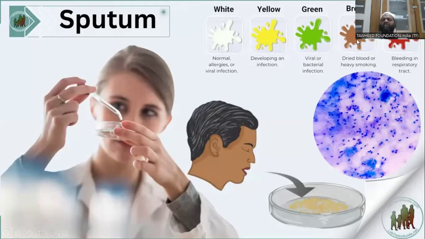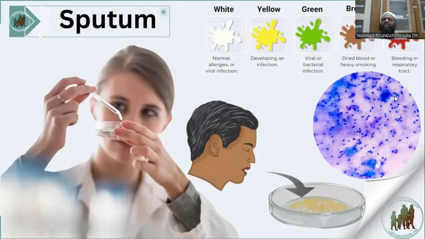Smokers, we call them chain smokers, have sputum in this type of color, lightly brown. Coming to the red color, it indicates bleeding in the respiratory tract.